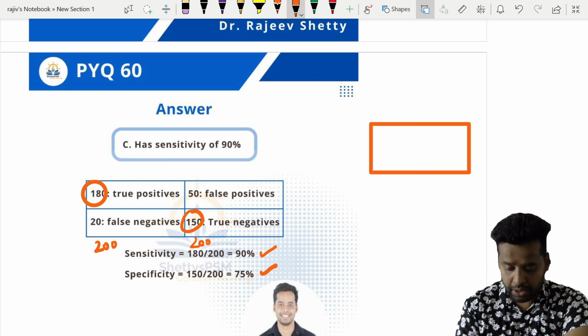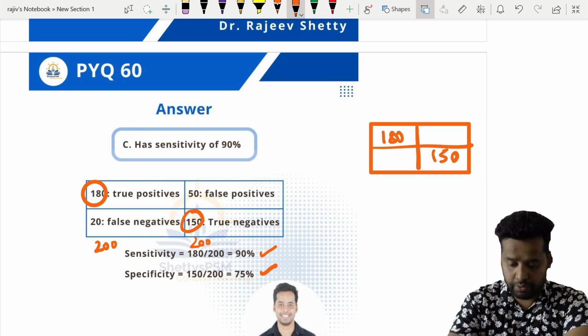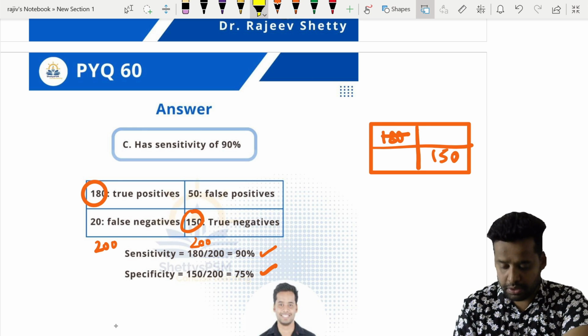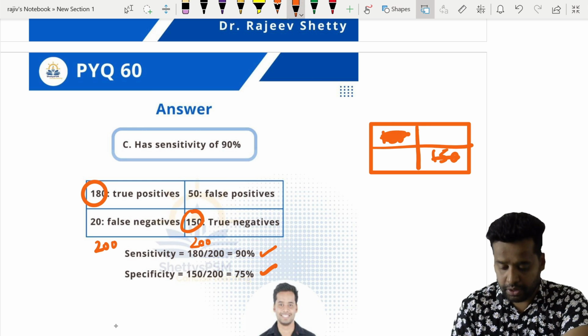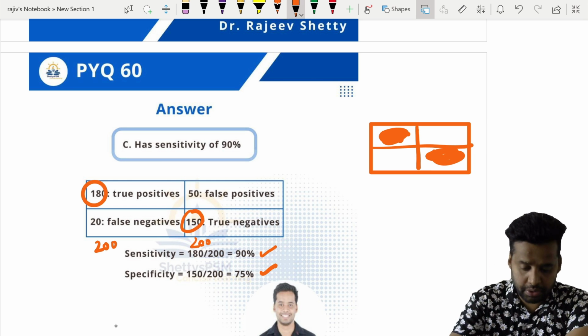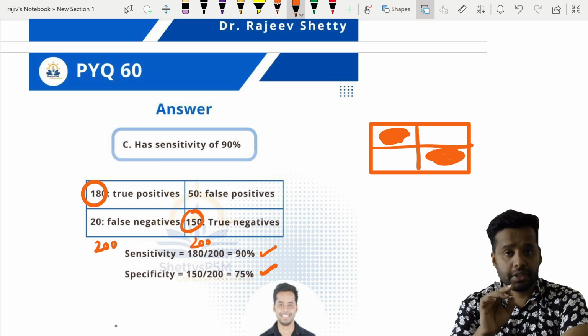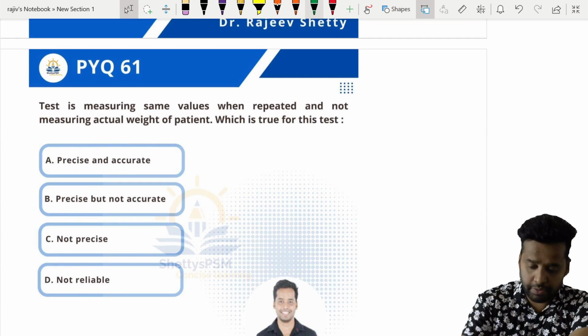We have to make a table. You have to fill the corners, 180, 150. Always I am telling, corners are very important. Within the corners your questions will be there. So it is 180 and it is 150. Questions related to 180, 150 you have to know. 90% sensitivity, 75% specificity. The test is giving the same values.